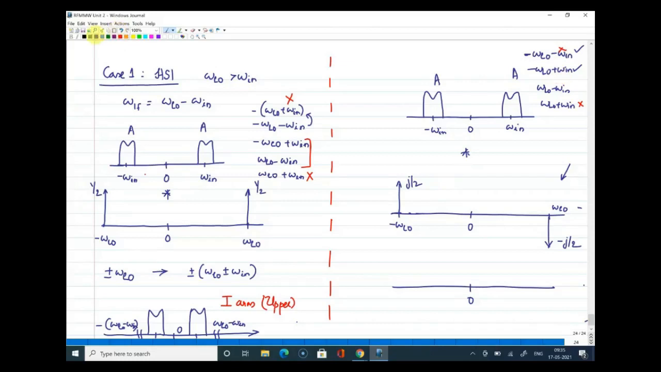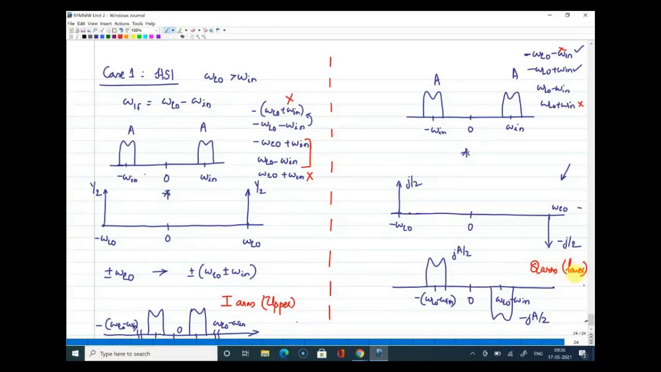So I'll have a component somewhere here, of value omega LO minus omega in, with an amplitude of minus ja by 2. And another one is, if I take minus common, I'll get omega LO minus omega in, but with an amplitude of j into A by 2, right? This is minus j into A by 2, and this is the result we will see in the Q arm, the quadrature arm, or the lower arm.